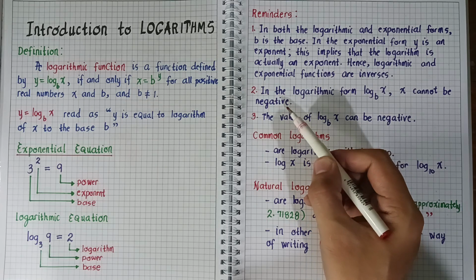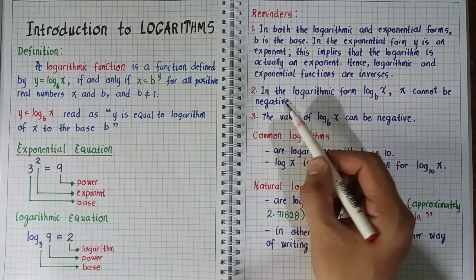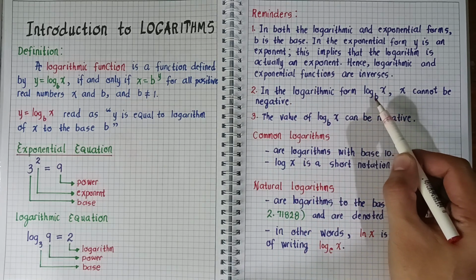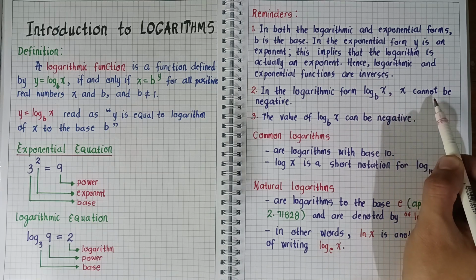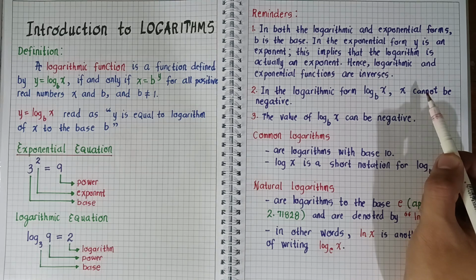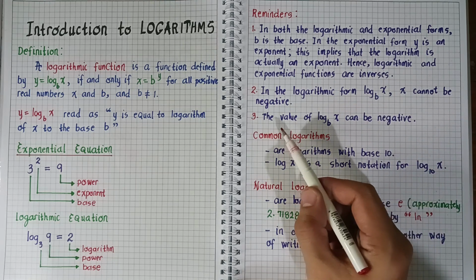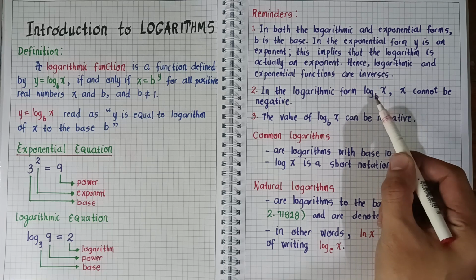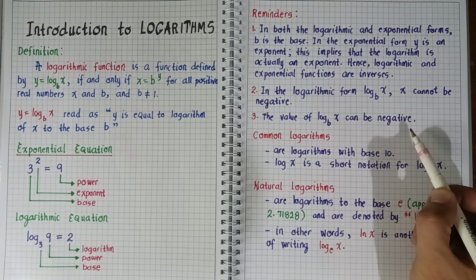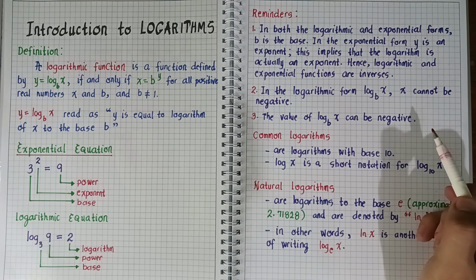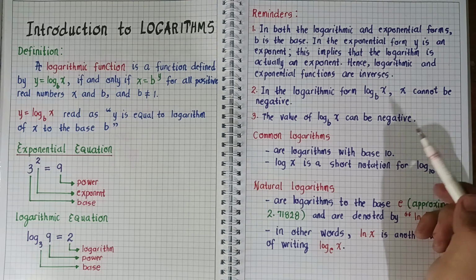Okay, so another reminder: in the logarithmic form, logarithm of x to the base b, x cannot be negative. It cannot be negative, otherwise we will get an error. But the value of this notation, logarithm of x to the base b, can be negative. So it can be negative, as we will evaluate in our next lessons.